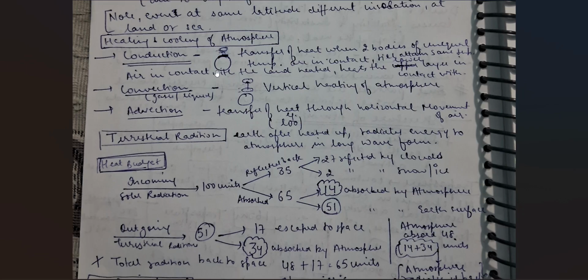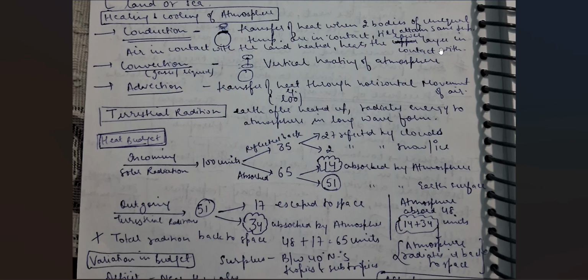So what is the idea basically? Let me tell you. So this is the earth, now this is the surface. As there is insolation, simply solar radiation falling on the surface of the earth, the surface will get heated up. But after it, the surface heats up the air above it, and this process is known as conduction. So this is what they are saying, the transfer of heat when two bodies of unequal temperature are in contact, and they will be in contact till they attain the same temperature, right? So air in contact with the land is heated, and it heats up the lower layer in contact with it.